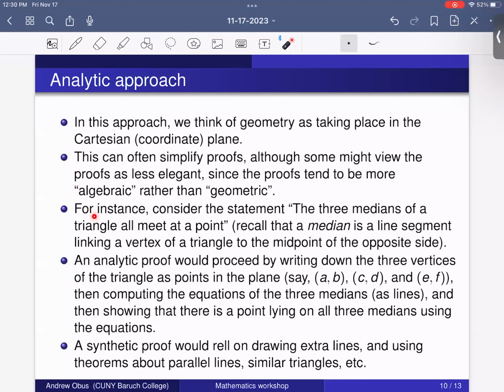So one statement that you prove in Euclidean geometry is the 3 medians of a triangle all meet at a point. Okay, and recall that a median is a line segment that links a vertex of a triangle to the midpoint of the opposite side. Let me actually not say a line segment, just because they could meet outside. Let me just say a line.